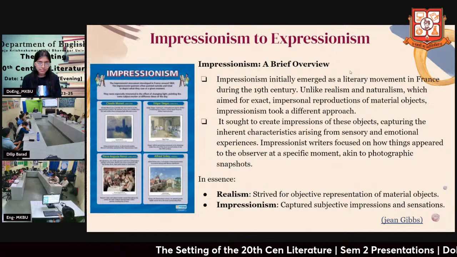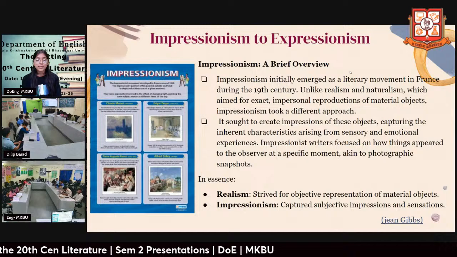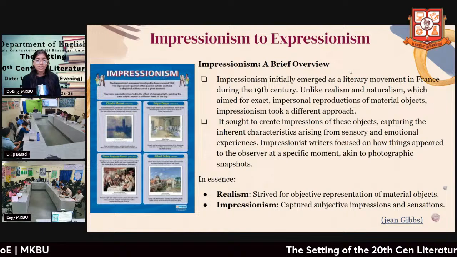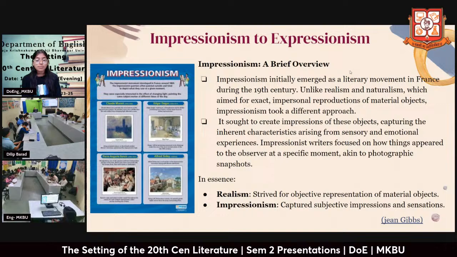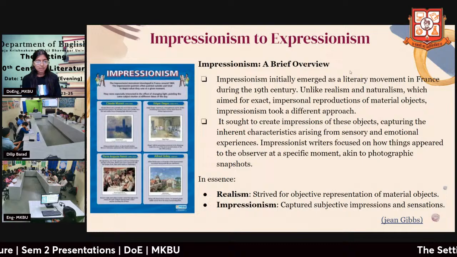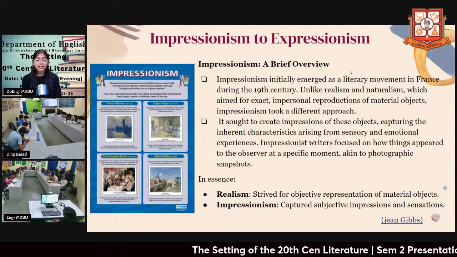Impressionism to expressionism. Impressionism, a brief word. Impressionism essentially emerged as a literary movement in France during the 19th century. Unlike realism and naturalism, which aimed for exact impersonal reproduction of material objects, Impressionism took a different approach. It sought to create impressions of these objects, capturing the inherent characteristics arising from sensory and emotional experiences.